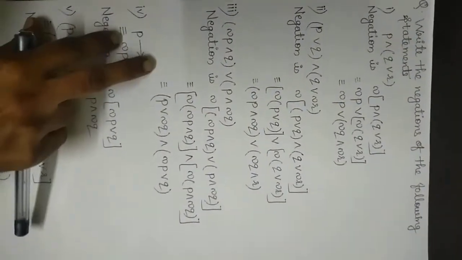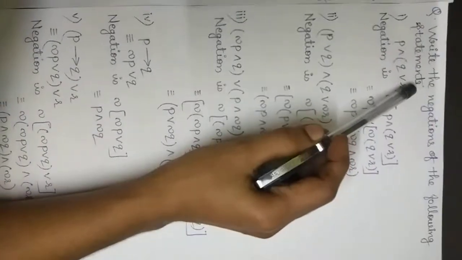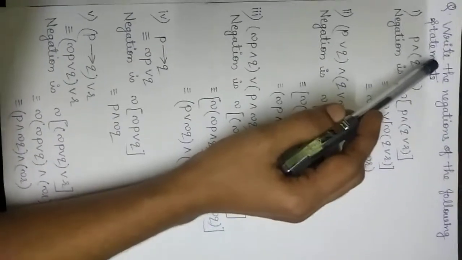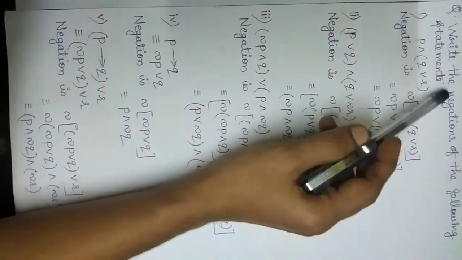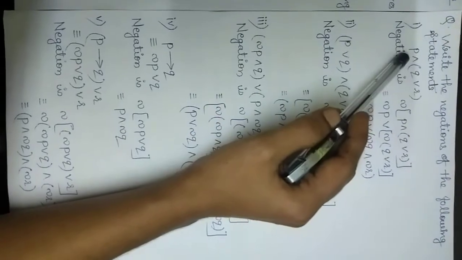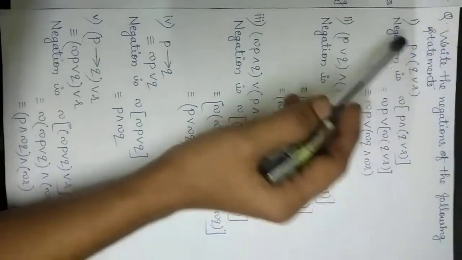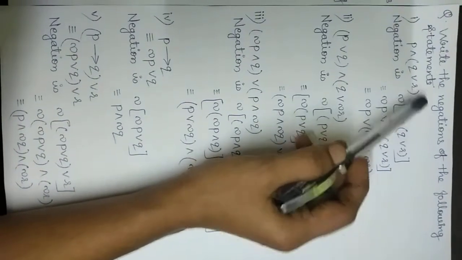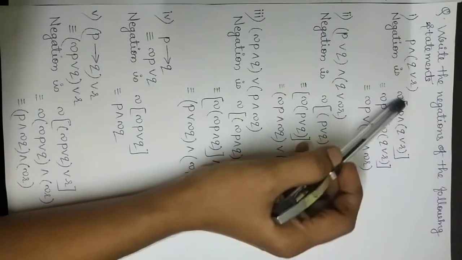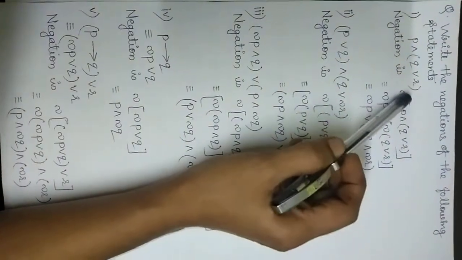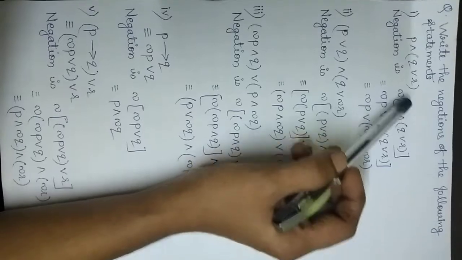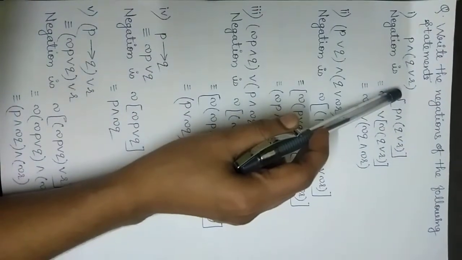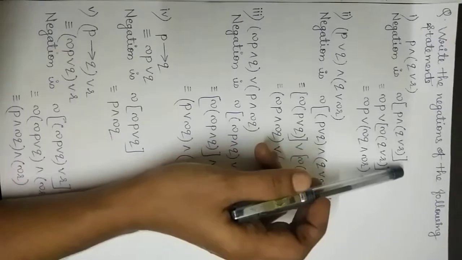Now next part, write the negation of the following statements. Now this was all about the duals. Now we will see how to find the negation of the given statements. First one, P and Q or R. Now here we want negation. So first we will write this entire statement as it is, and outside the rectangular bracket we will apply the negation sign. Now this negation sign we are going to apply for each and every term.